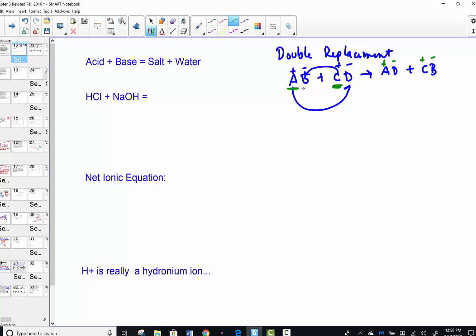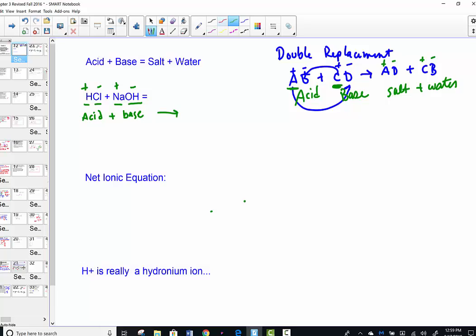Now, if this happens to be an acid reacting with a base, we can always predict the formation of a salt and water. Let's take a look at an example of that pattern. Acid plus base creates salt plus water. HCl is hydrochloric acid. H is a +1, Cl is a -1. Sodium hydroxide, Na is a +1, OH is a -1. We have an acid, which starts with an H, reacting with a base, ending with an OH.